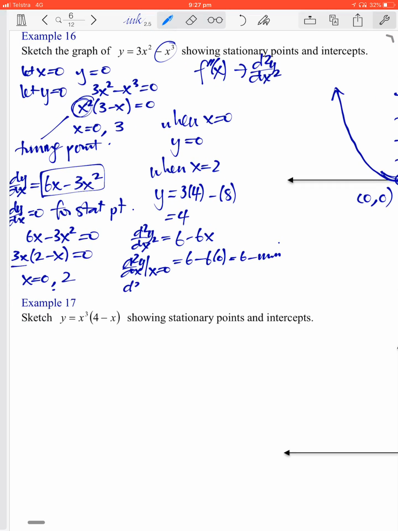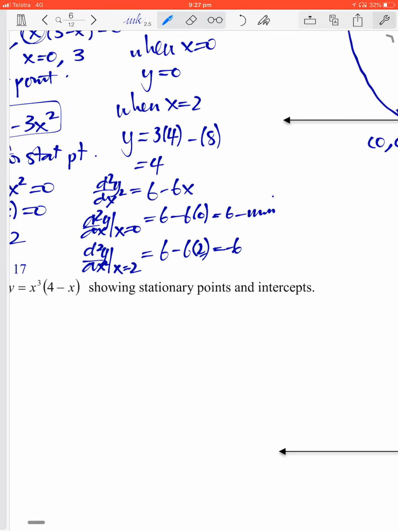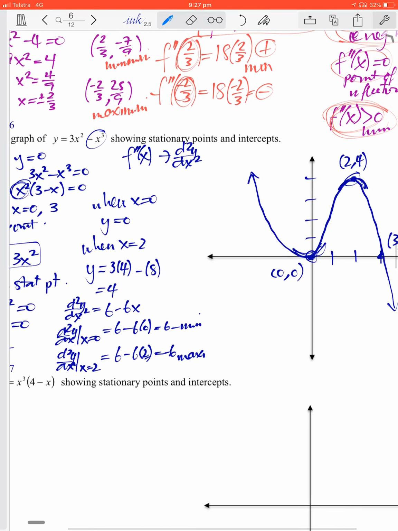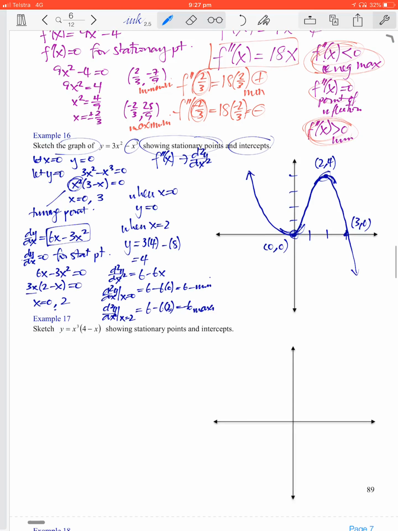Then we find d squared y dx squared, given x equals 2. We get 6 minus 6 times 2, which is negative 6. Now, if the second derivative at a point is negative, then it's a maximum. So we've said this point here is a maximum, which it is. So we found the graph showing the stationary points and the x-intercepts and the y-intercepts.